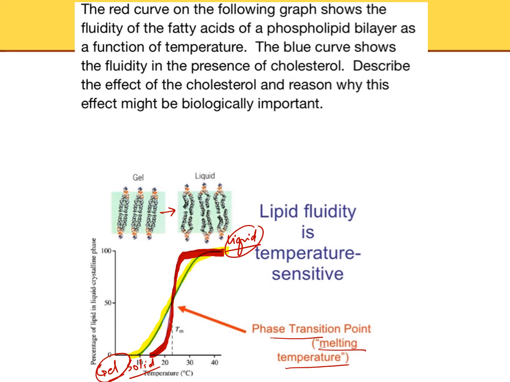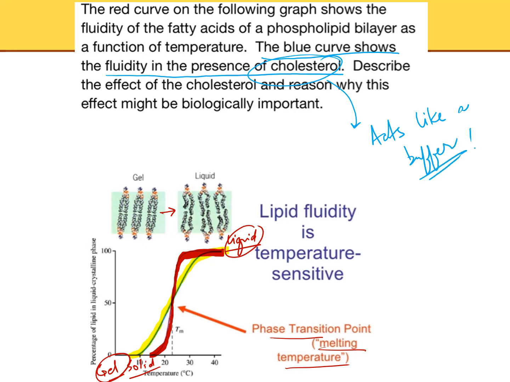And that's what they're mentioning here, that the blue curve shows the fluidity in the presence of cholesterol, and really it acts like a buffer. It prevents the sudden transition from sharp to gradual, right? So this is very important, of course, because if the temperature were to increase for an organism, you don't want biological membranes of the cells to fall apart very suddenly. So there is a protective effect of cholesterol, right? And that's what's shown here in this blue line, in the presence of cholesterol.